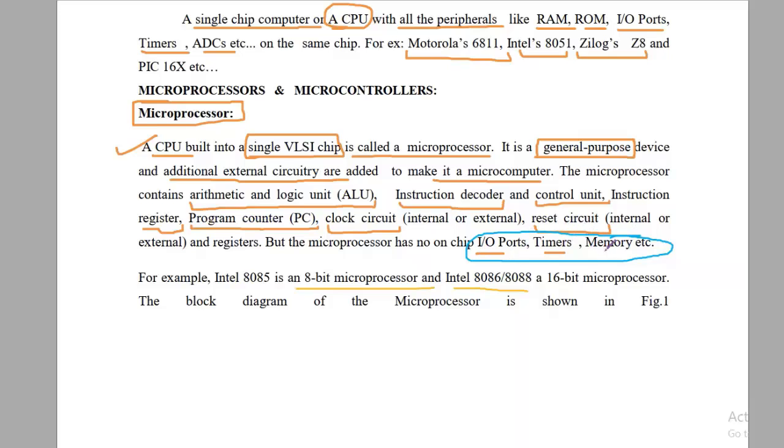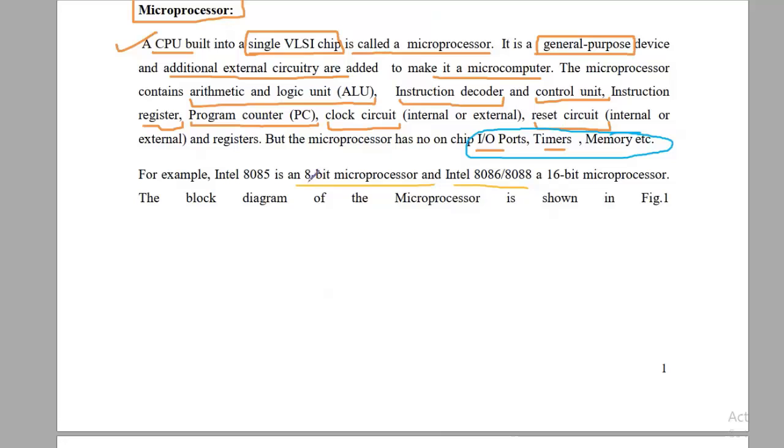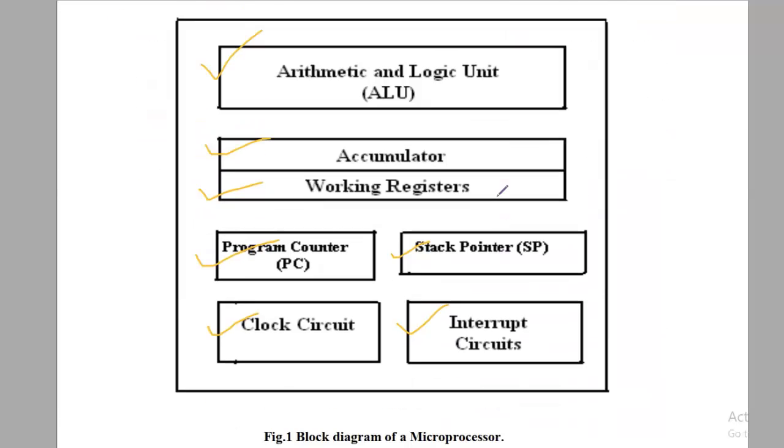timers, and memories. Some examples of microprocessors you must be familiar with are 8085, which is an 8-bit microprocessor, and 8086, 8088, which are 16-bit microprocessors. This is the block diagram of a microprocessor. It has an ALU, arithmetic logical unit, accumulator, working registers, program counter, stack pointer, clock circuit, and interrupt circuits.